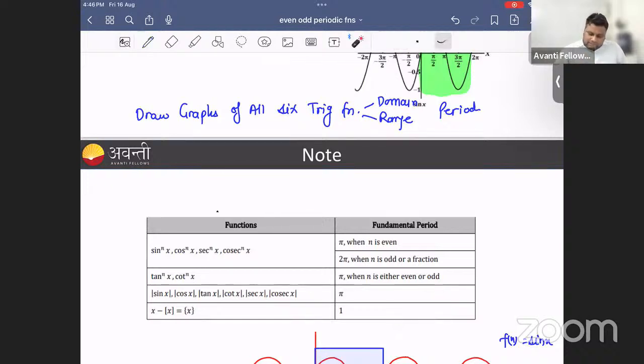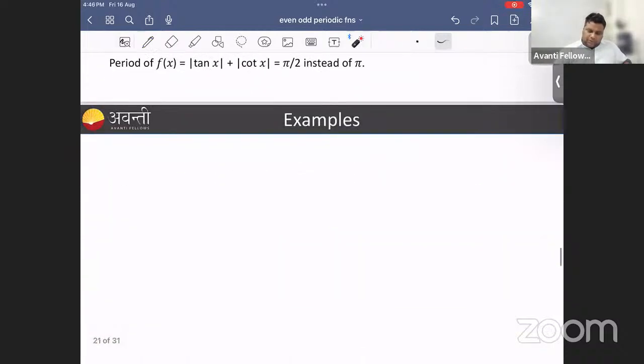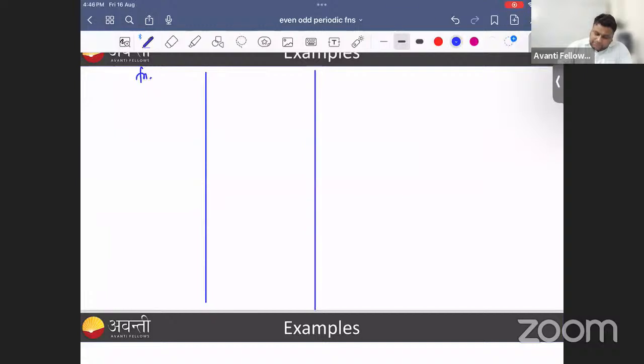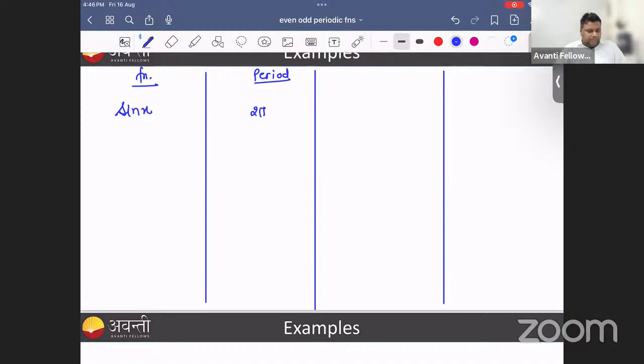Now see, a few functions we will do. I'm going to write a function and I'm going to write its period. There are not so many periodic functions in our content. We have a few periodic functions which can easily be remembered. See, first is sin x. Sin x is periodic with period 2 pi.